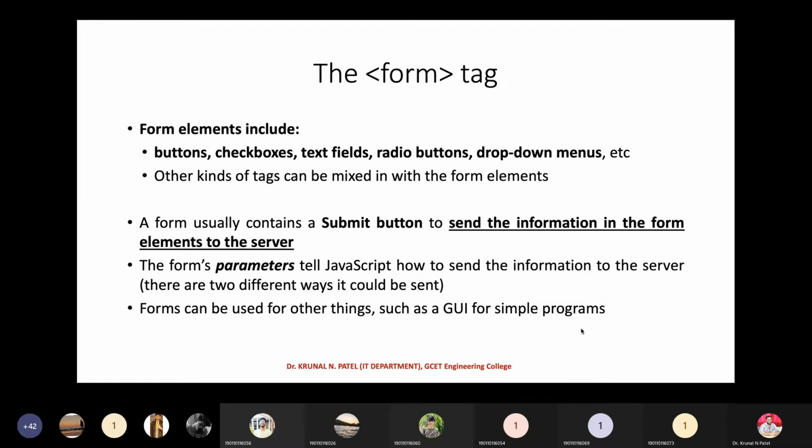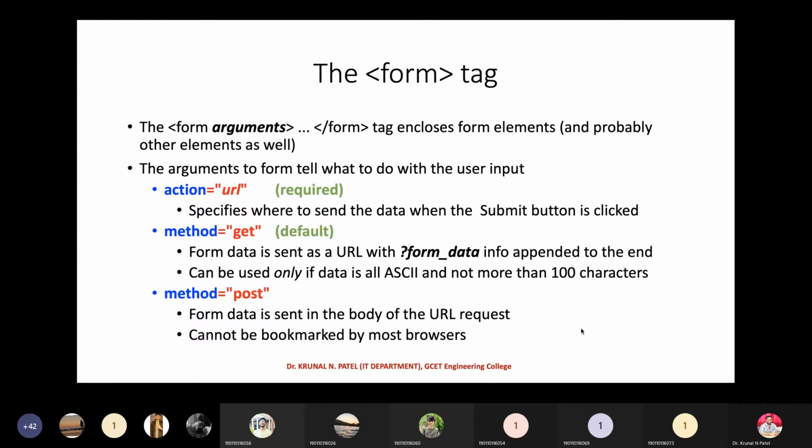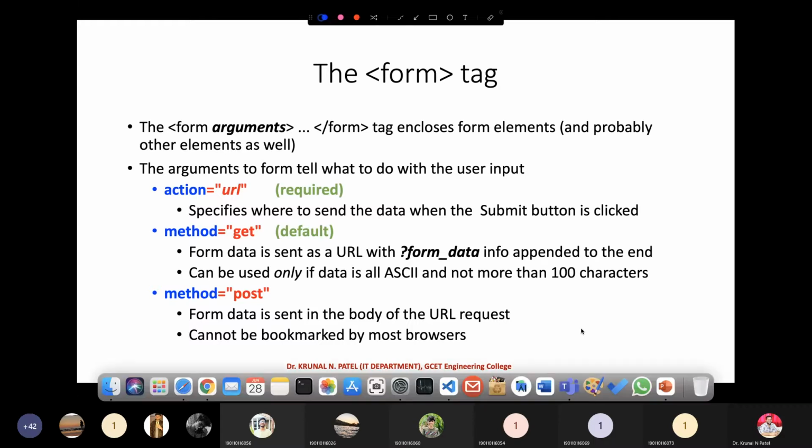And we are using the HTTP protocol that we have already discussed. Now, what are the parameters or arguments we pass in the form? The first is action. Another one is method. Action means a URL. Here you have to provide a path, specifying where to send the data when the submit button is clicked.